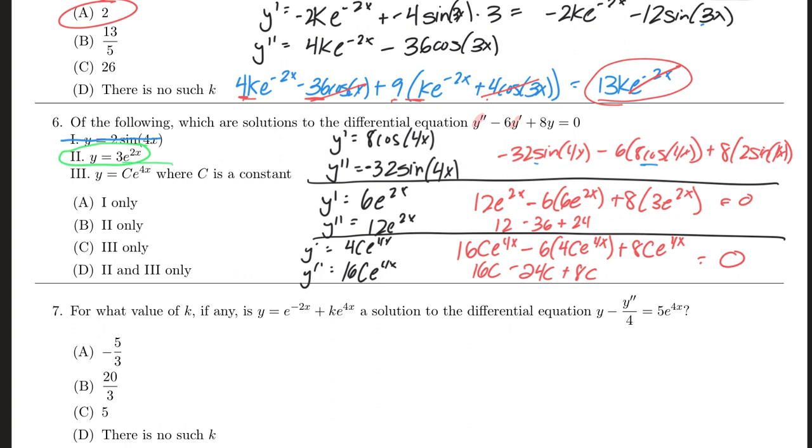So this is also a solution. So both 2 and 3 are right, which means my final answer is D. Again, this one is just the AP version of just asking if something is a solution. That's not going to happen, so they just give you multiple things to check.